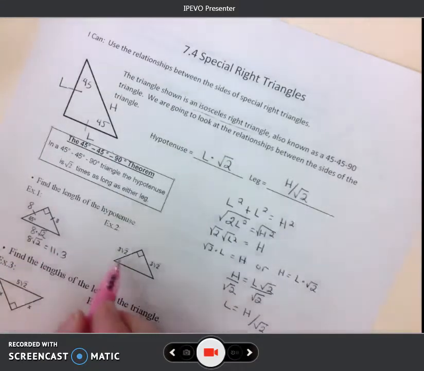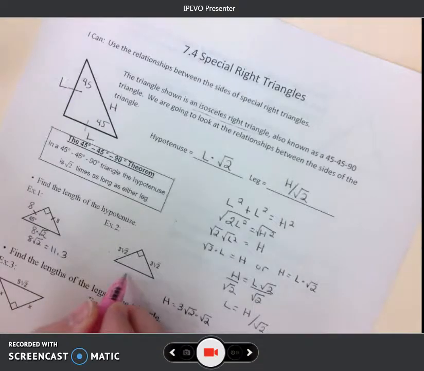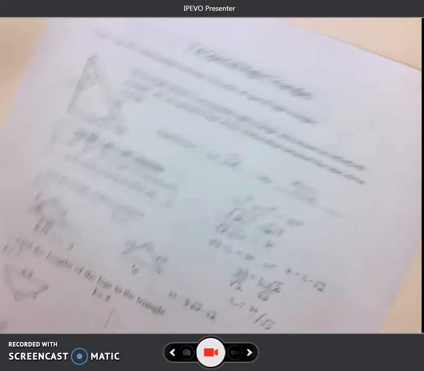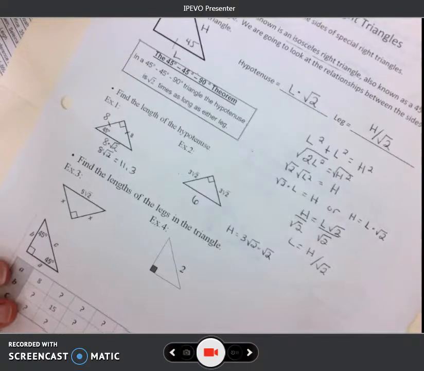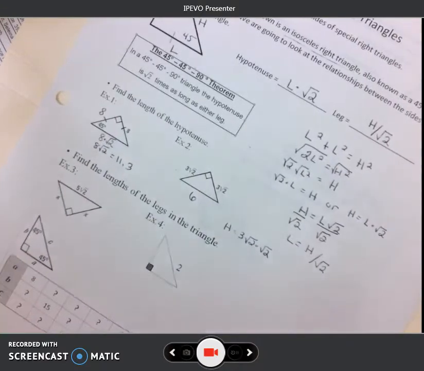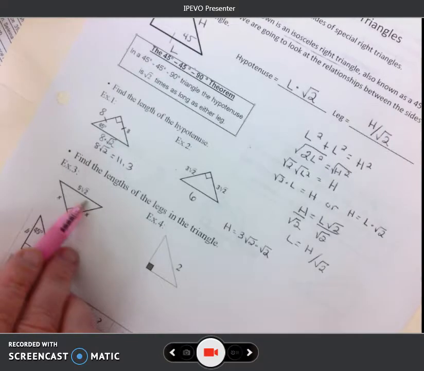On the next problem, we have 3 square root of 2 for our leg. So to get our hypotenuse, we do 3 square root of 2 times the square root of 2. We used our calculator and got 6 for our hypotenuse. In the next set of examples, we're going to work backwards: we're going to find the legs when we have the hypotenuse.